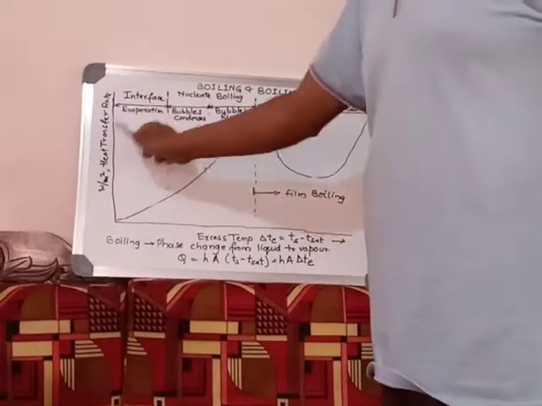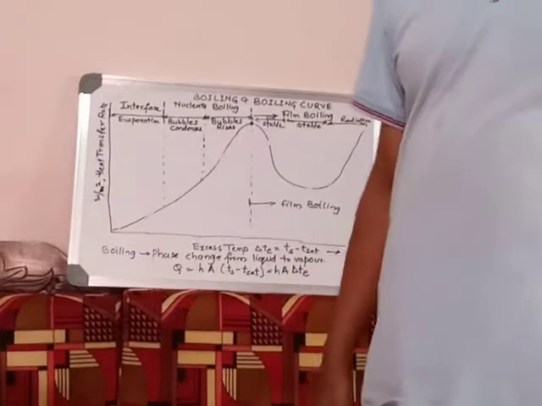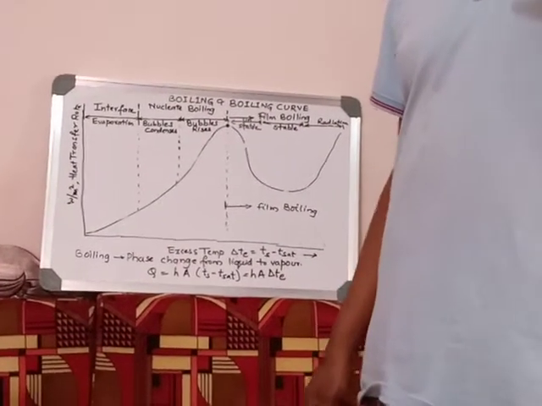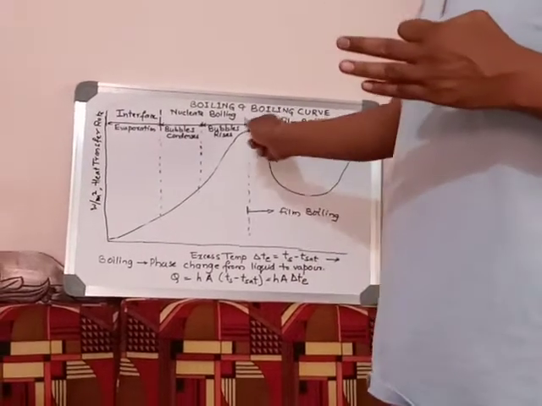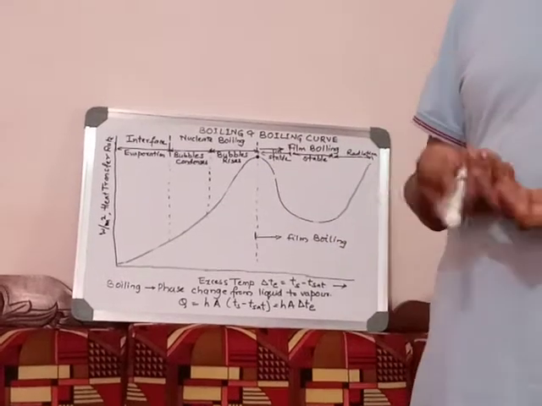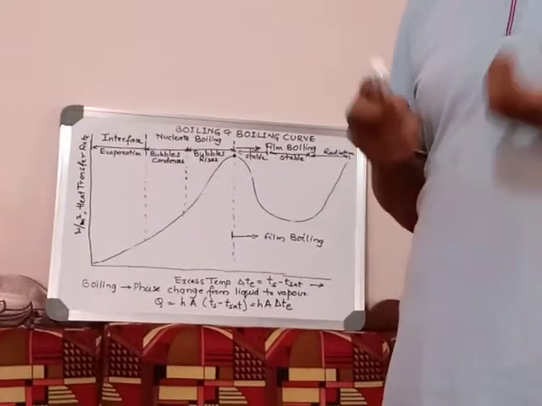This region is called the most economical region of boiling. So if you want to boil water or any liquid, it should be in the nucleate boiling. If film boiling is there, then it is disastrous. It is very, very disastrous.